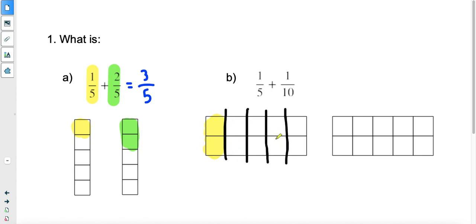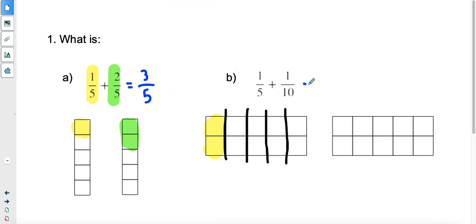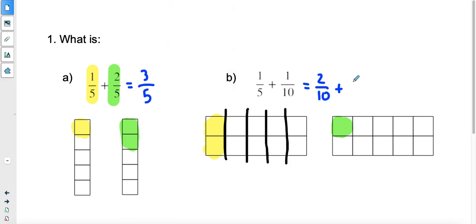Or 2 out of my 10 boxes total. One out of 10, I'm just going to shade in 1 out of my 10 boxes here. And now, if I add this up, you'll see that I've shaded in 3 out of 10 boxes total.